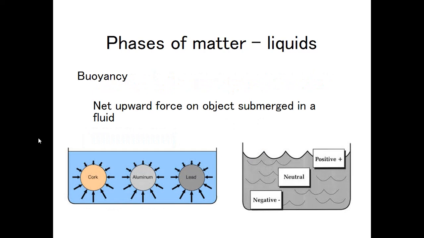From this pressure, we get buoyancy. Because the forces at the bottom are greater, the net force acting on an object is upward when it's submerged in a fluid. So this creates an upward force acting on the object that we call buoyancy.